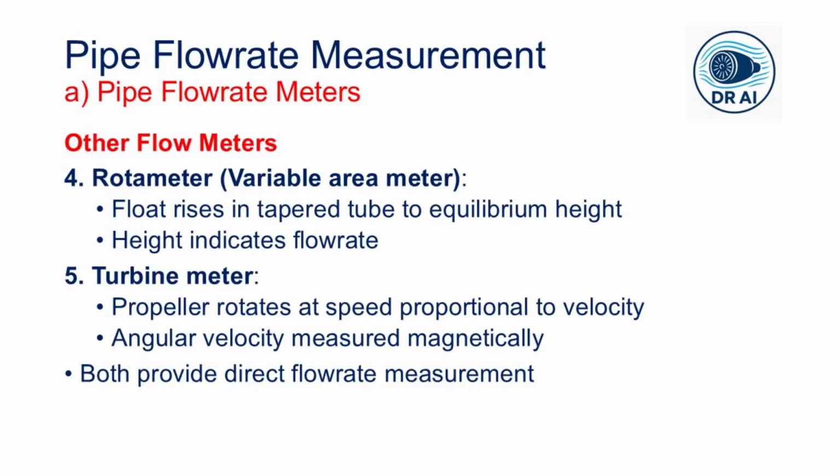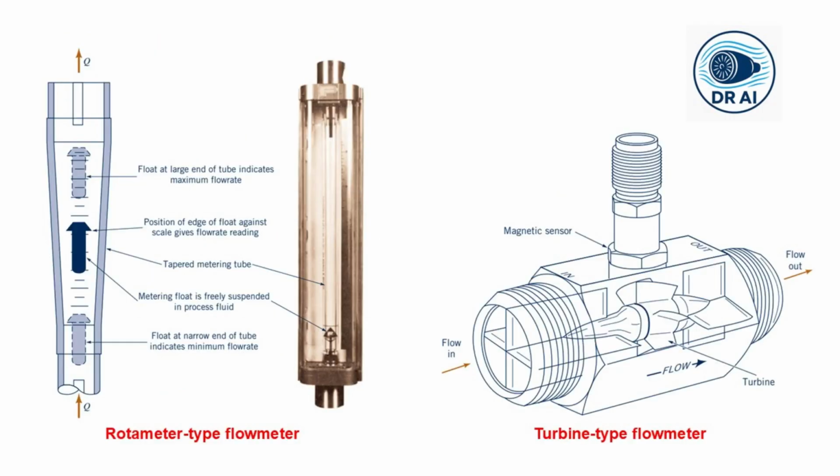Now, obstruction meters like orifices, nozzles, and venturis are not the only way to measure the flow rate. We have other common devices that use different physical principles, like the rotameter, which is also called a variable area meter. Now look at this figure. This device is called a rotameter or a variable area meter. It's quite common in laboratories and industry because it's simple, inexpensive, and gives a direct visual reading.